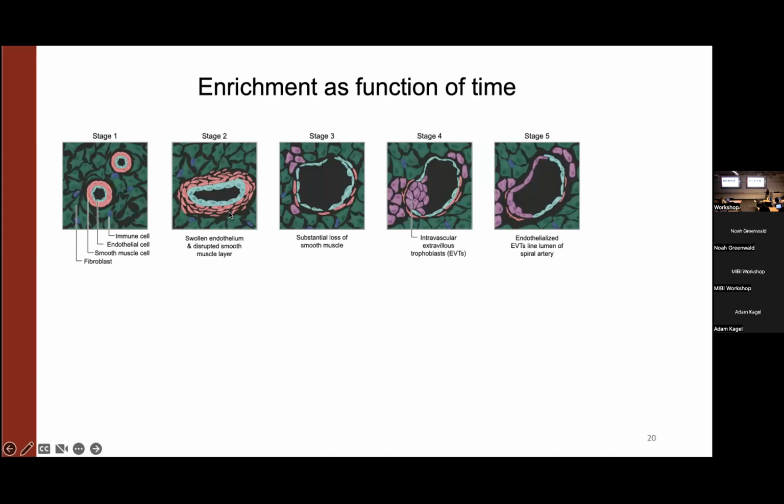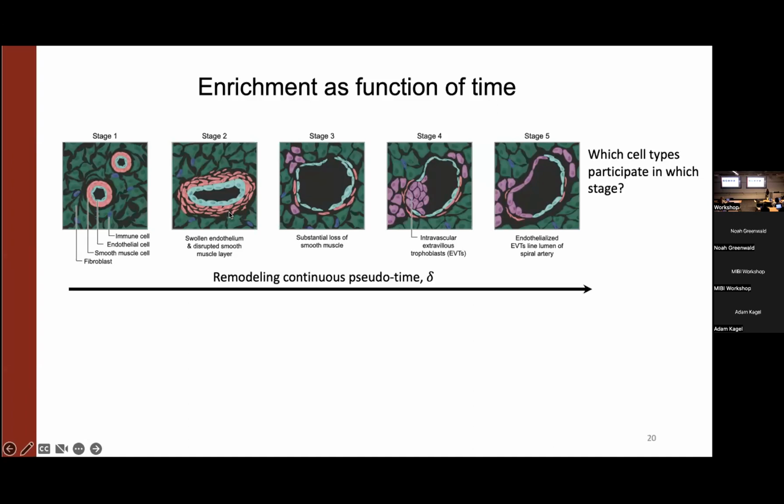And after that, as they invade, the vessels become these dilated vessels that you can see here in stage 5. But this is not a discrete process, and it can be just as easily described as a continuum. And we can define a pseudotime coordinate named delta that just describes where along the way between unremodeled arteries and fully remodeled arteries each and every one of the arteries is.